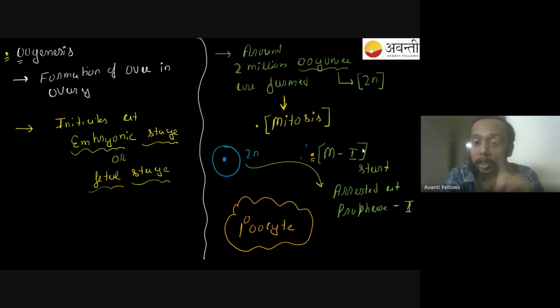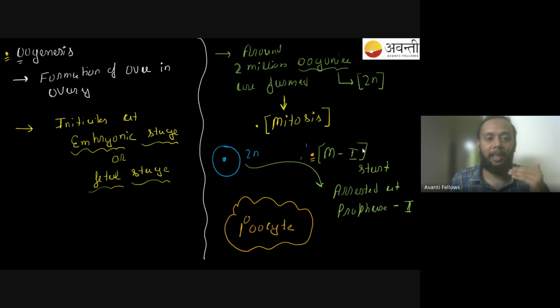Remember, meiosis 1 was started, not completed. If they complete it, you will get 2 cells. If you complete meiosis 1, you will get 2 cells. Apparently they have just started meiosis 1 and they have arrested themselves. So you will find a large number of oocytes like this, and they are called my primary oocyte. Okay, so that is one thing we have to know.